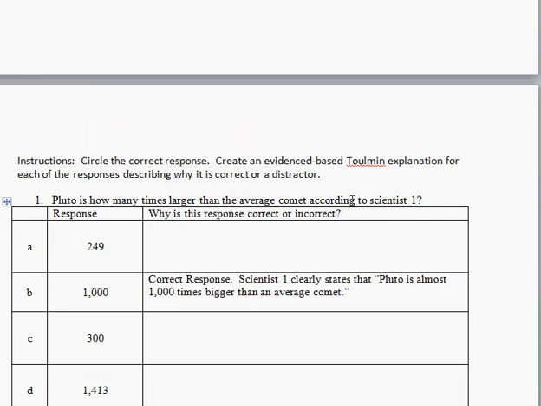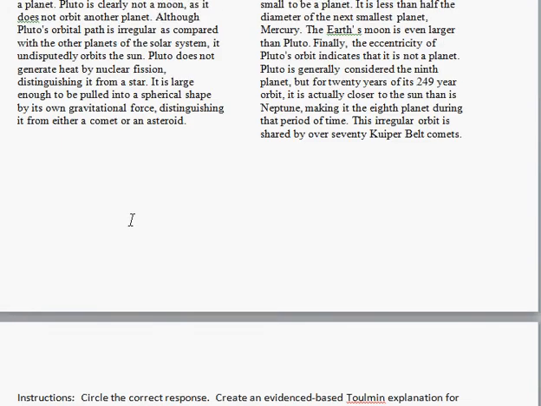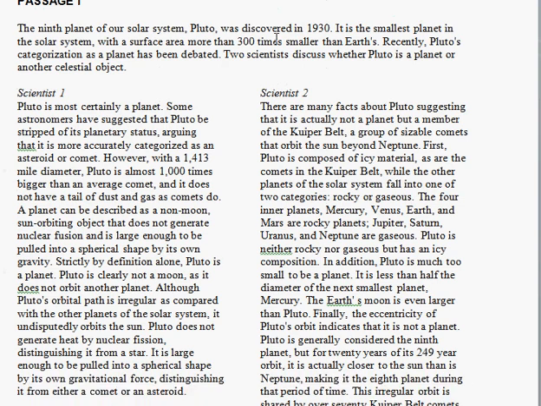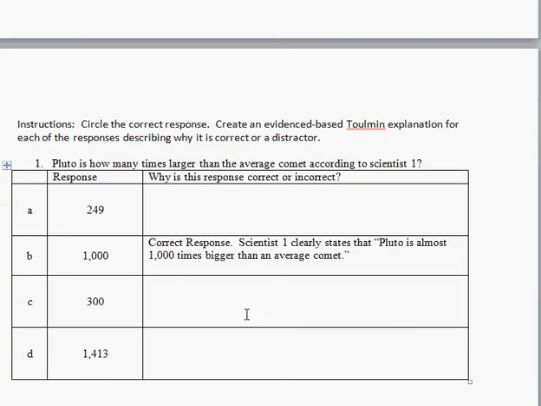Now, the other ones. Okay, let's look for these other numbers. 249. Why would 249 be a distractor? Do you see 249 anywhere in the text? I do. It's down here. Pluto is generally, well, first we can just say this is in Scientist 2's section, so it can't be the right answer.